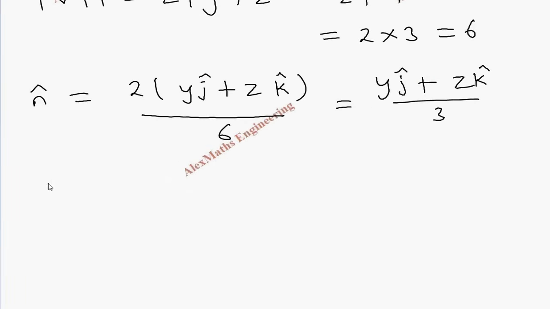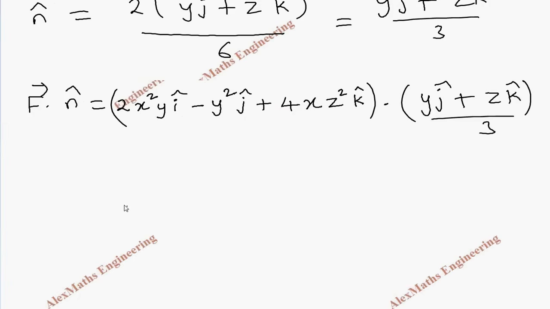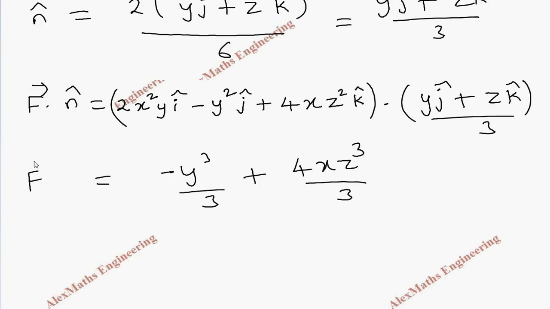And we also need f vector dot n cap. So we copied the f vector here. Dot n cap, which is y j cap plus z k cap by 3. So this will become j and j, if I multiply, minus y cube by 3. Then 4x z square into z is z cube by 3. So we got f vector dot n cap here.